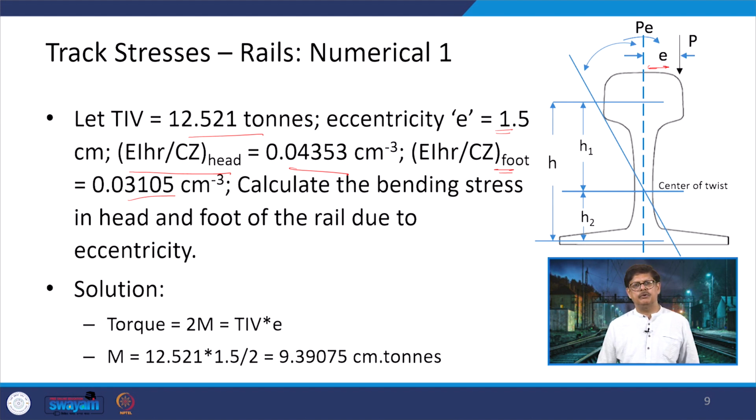So, when we talk about torque, torque was 2 times the moment and it was TIV into V. So, from this what we get is M equals TIV into V E divided by 2. TIV is given as 12.521, E is given as 1.5. Considering those values, what we get is 9.39075 centimeter tons as the bending moment.